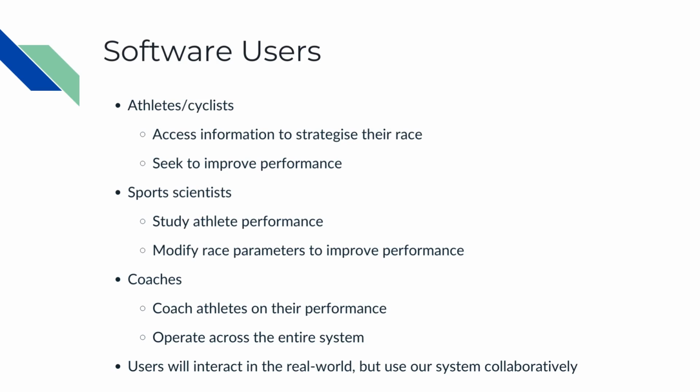There are three main types of users of our system. Firstly, athletes have access to information, such as a race power plan, which uses a physics engine to predict race performance. In this way, they can independently develop a visual understanding of how to best strategize their race.